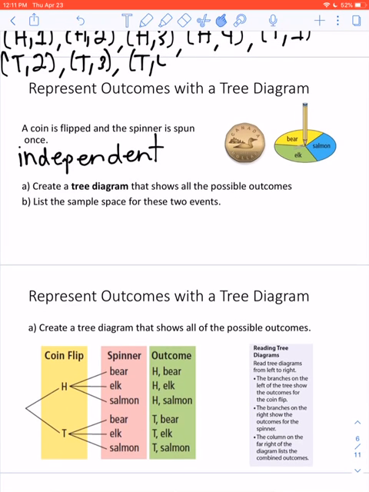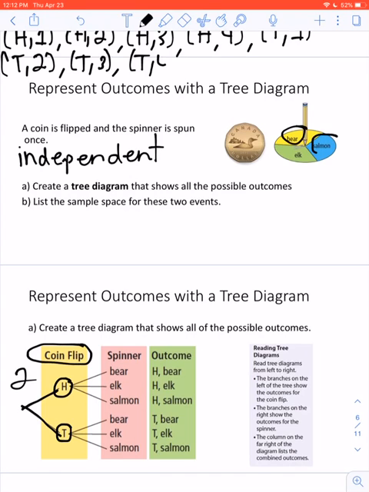Represent outcomes with a tree diagram. So it says create a tree diagram that shows all the possible outcomes. So here we have a tree diagram, okay? Notice here we have the coin flip. And the two options when I flip the coin are heads and tails. So notice that this branch splits only into 2, because when we flip a coin, there's only 2 options. Next, when I flip a heads, I can get one of these 3 things on the spinner: bear, salmon, or elk. So there's actually 3 things that could happen. So I make 3 branches, and then I have bear, elk, and salmon. Now, when I flip tails, I can also get bear, elk, and salmon. So that is how you make a tree diagram.